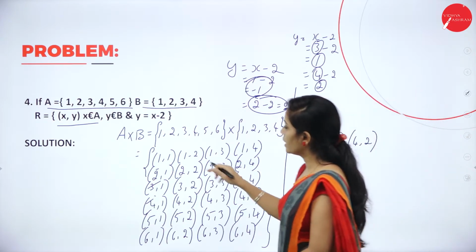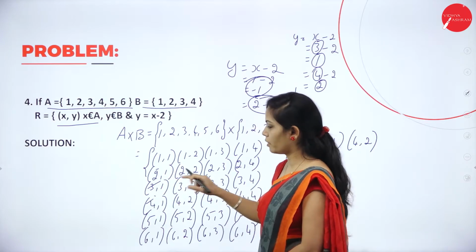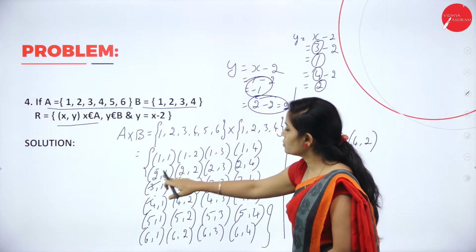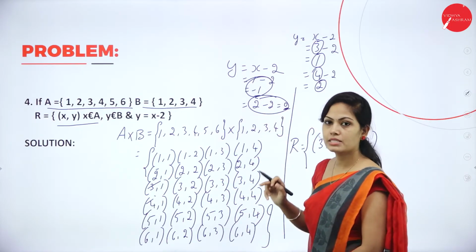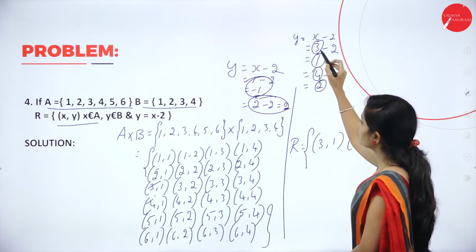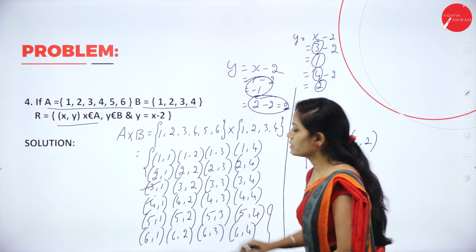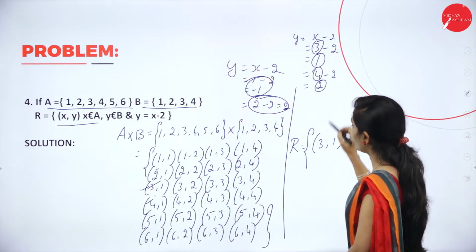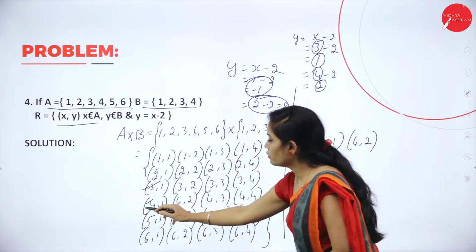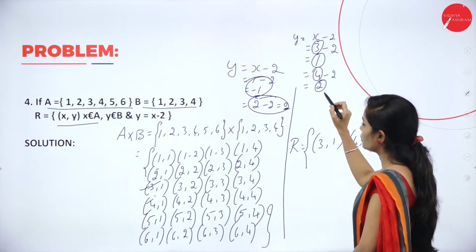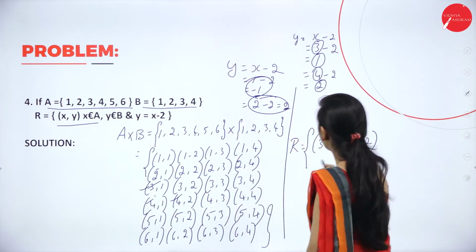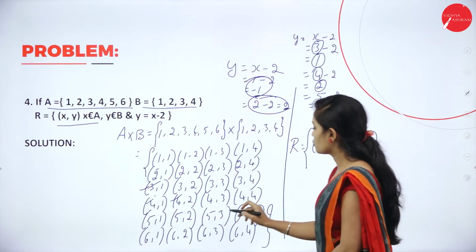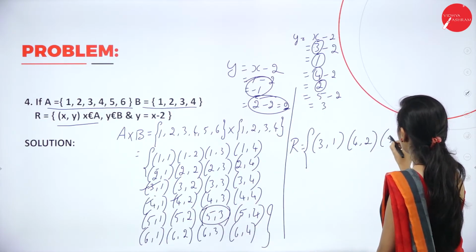I'll repeat. So here if I use (1,1), (2,1), if I use x as 1, you will get a negative value. And if I use this 2, 2 minus 2, you will get 0. So here I am using x is equal to 3. I am using this (3,1): x is equal to 3, so you will get 1. 3 minus 2 is equal to 1, so (3,1) is your relation. And I am using 4, so 4 minus 2 is equal to 2, so (4,2). This is your relation. And I am using 5, you will get 3, so I am using this (5,3).